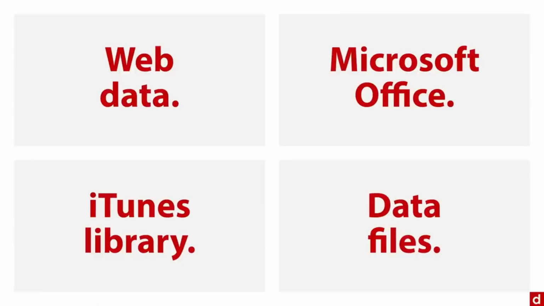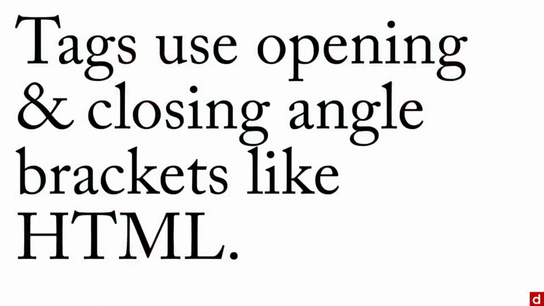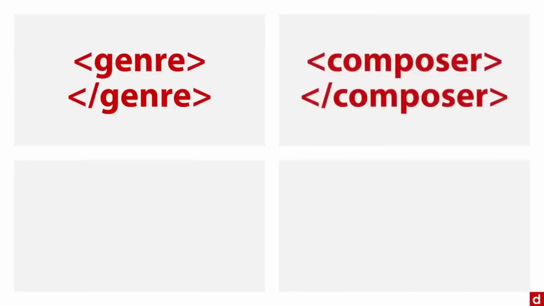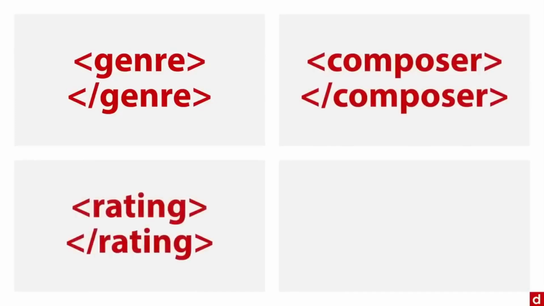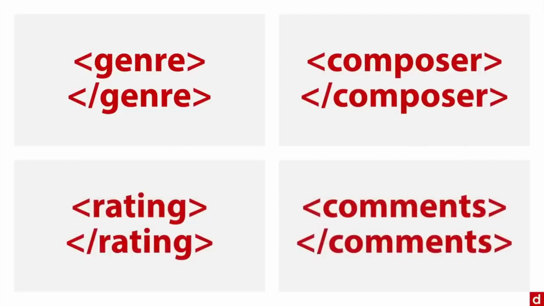And for XML, tags use opening and closing angle brackets just like HTML did. Again, the major difference is that you're free to define the tags however you want. So for instance, thinking about iTunes, you can define a tag that's genre, and you have the angle brackets and genre to begin that information. And then you have the angle brackets with the backslash to let it know you're done with that piece of information. Or you can do it for composer, or you can do it for rating, or you can do it for comments. And you can create any tags you want, and you put the information in between those two things.